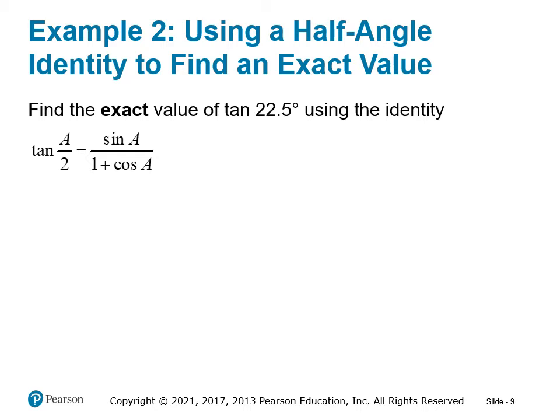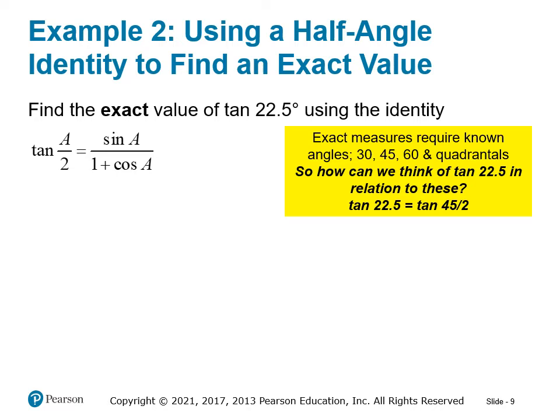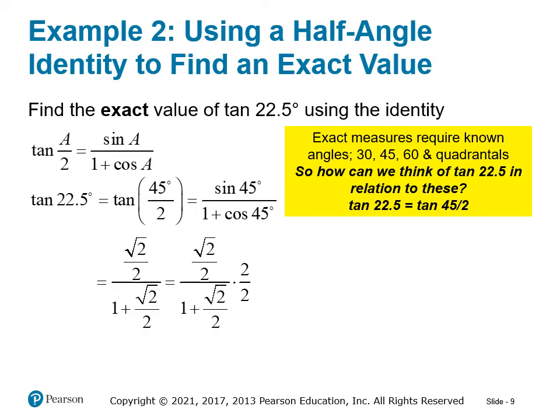Again, we're looking for an exact value of tangent 22.5, and they tell us to use this identity. Again, we're trying to think in terms of the known angles, 30, 45, 60, etc. So how can we think of tangent? Well, of course, tangent 22.5 is equal to tangent of 45 over 2. So if we apply this to the identity, that gives us the sine of 45 over 1 plus the cosine of 45. We simply substitute those values in there, and then we use algebra to solve this complex fraction.